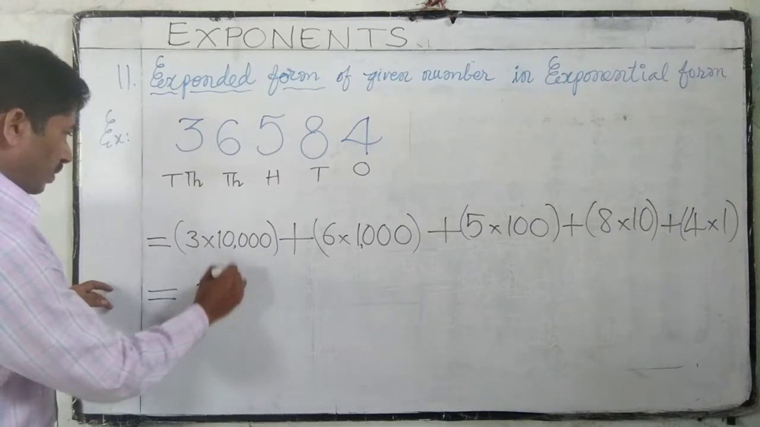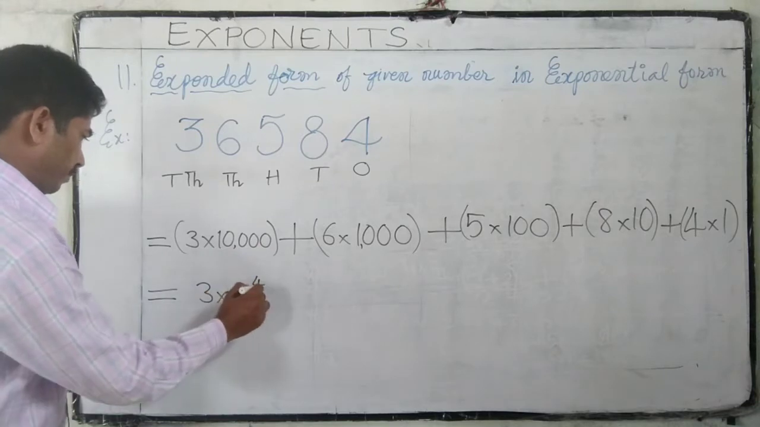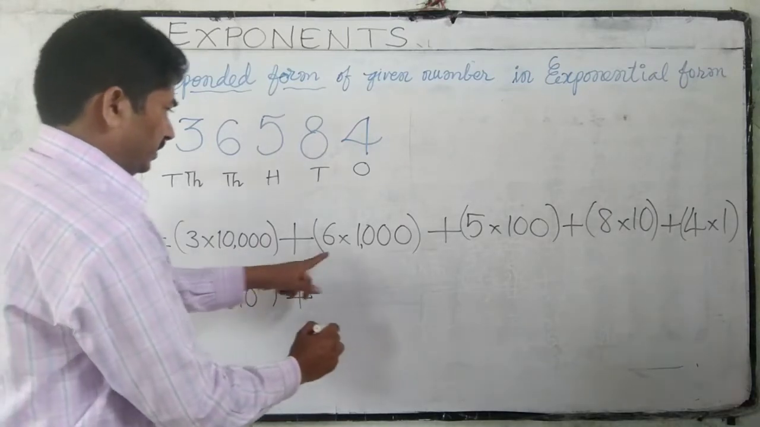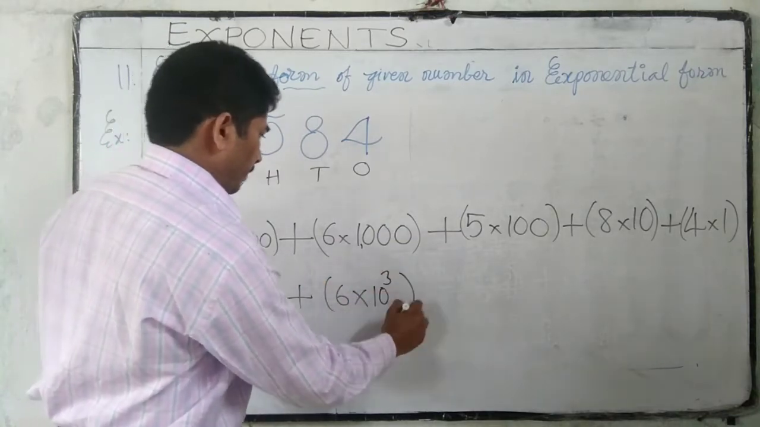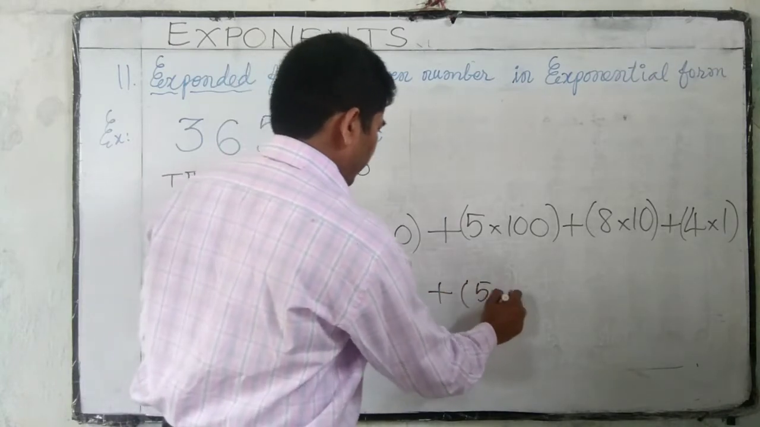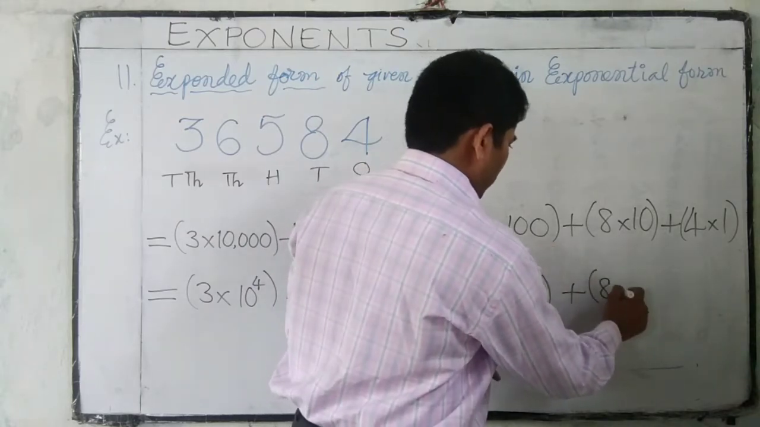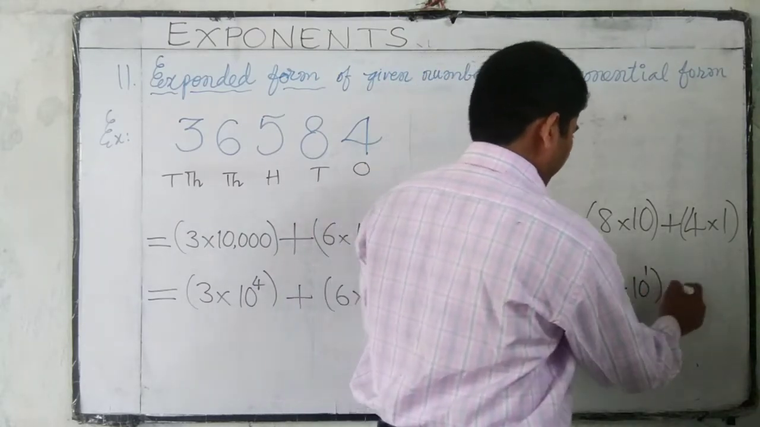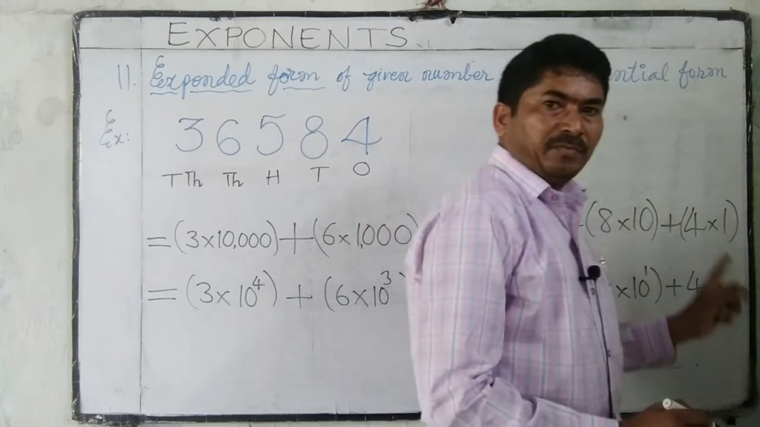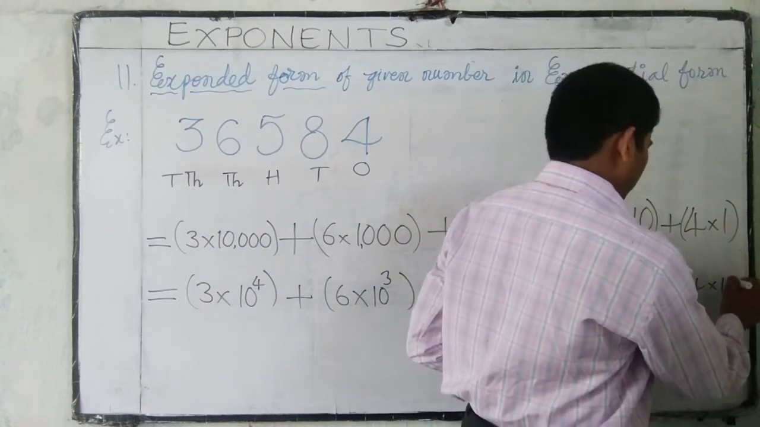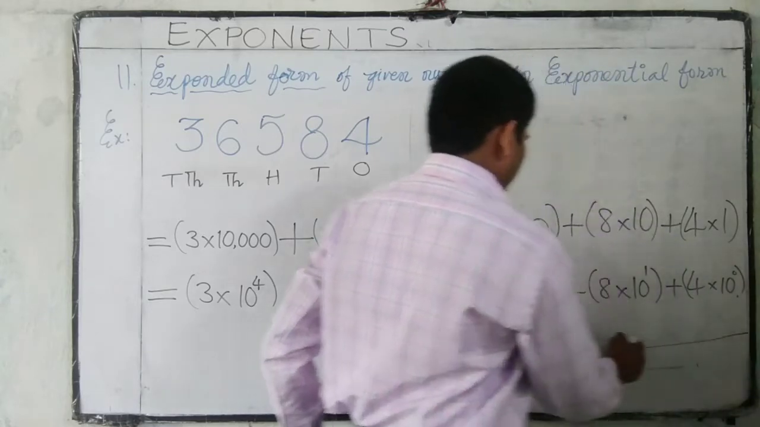3 into 10 to the power of 4 plus 6 into 10 to the power of 3 plus 5 into 10 to the power of 2, 8 into 10 to the power of 1, 4 into 1 only, or we can write 10 to the power of 0. This is the exponential form.